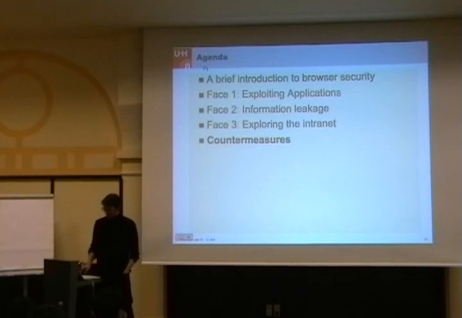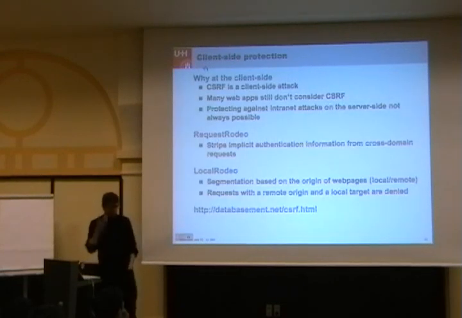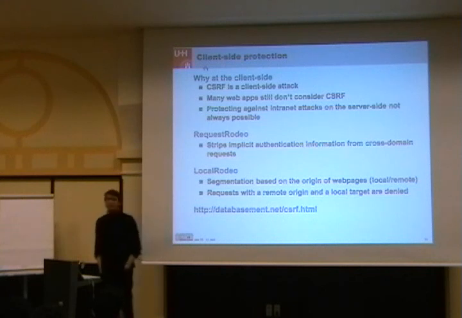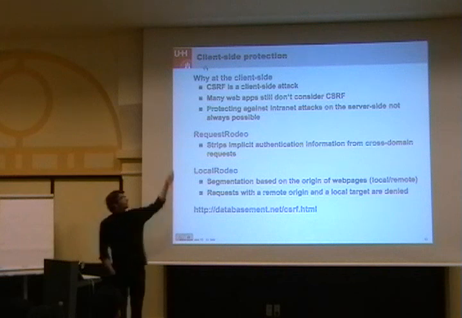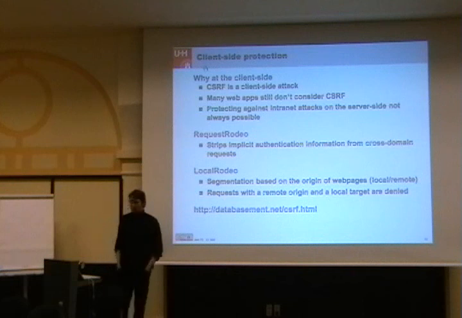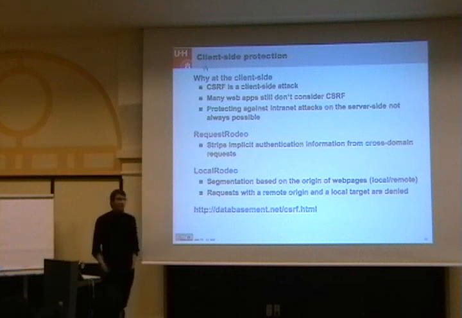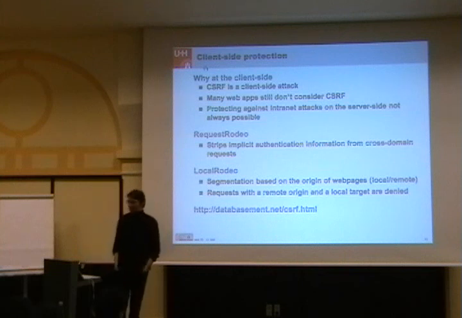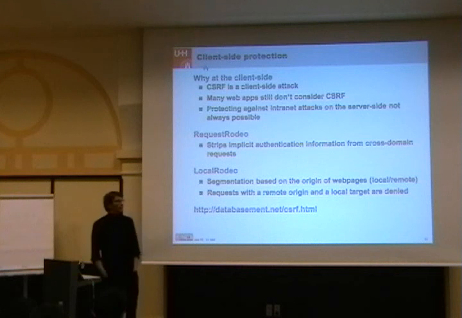Okay, countermeasures. This is basically two slides to tell you what I'm actually doing. I'm not investigating those vulnerabilities. Usually, I try to fix those. And we've built two countermeasures at our university. Both take effect in a web browser, so we built two browser extensions to protect against attacks that try to exploit applications. We built an extension that drops all implicit authentication information from cross-domain requests, which is rather unobtrusive and works.